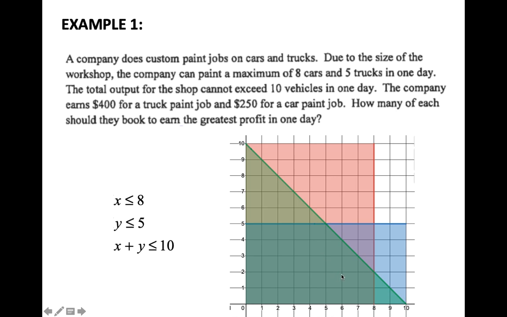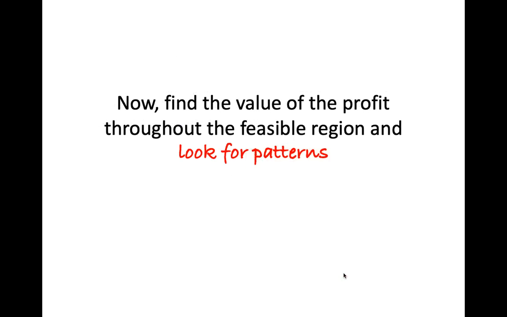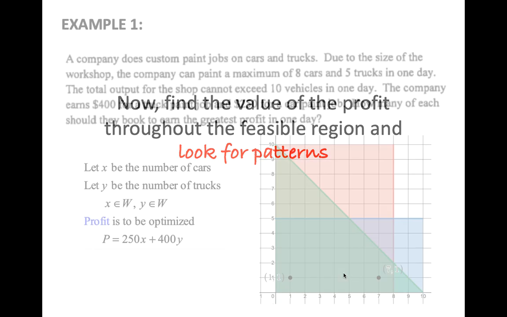So the overlapping region is the area that we're going to explore. This is what we call the feasible region. It's the region where you're going to be looking for the maximum value for the profit. So what we're going to do now is just take a look at some specific points, because remember, these are literally whole points, whole numbers, and we're going to look for the patterns of what happens.